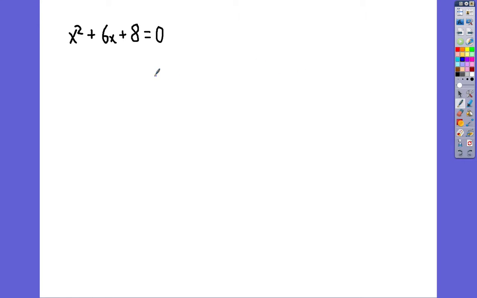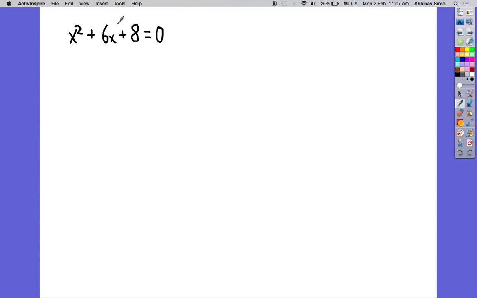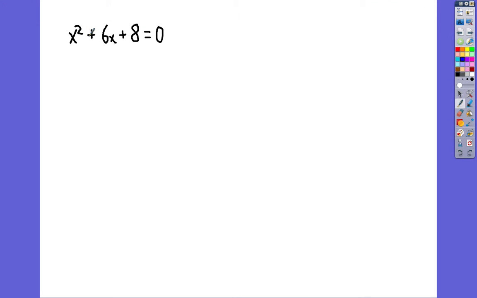Welcome to the presentation on solving quadratic equations by completing the square. Let's say we have the equation x squared plus 6x plus 8 equals 0. To solve this equation by completing the square, we need to subtract 8 over to the right side of our equation. By doing that, we get x squared plus 6x equals negative 8.